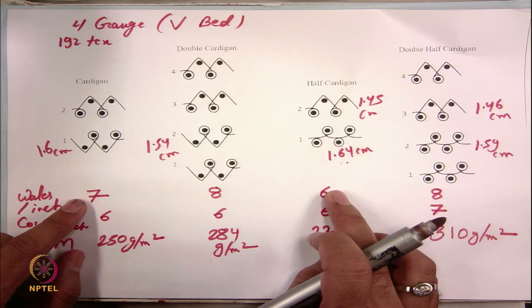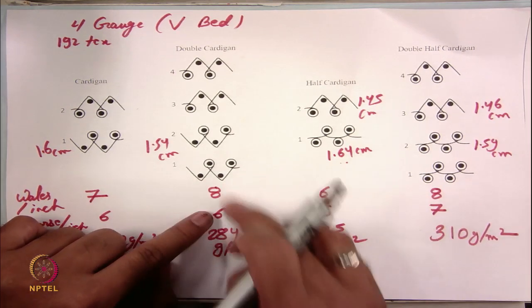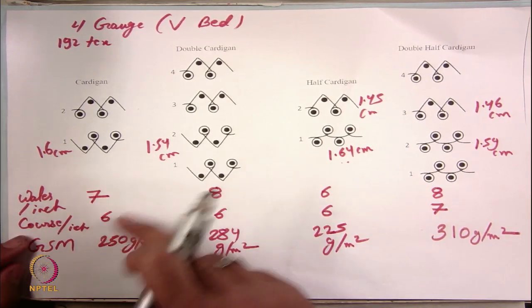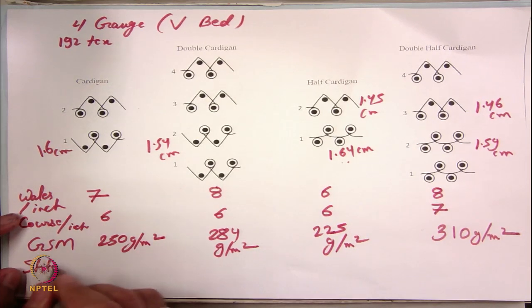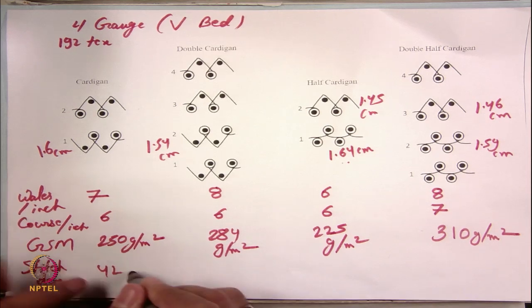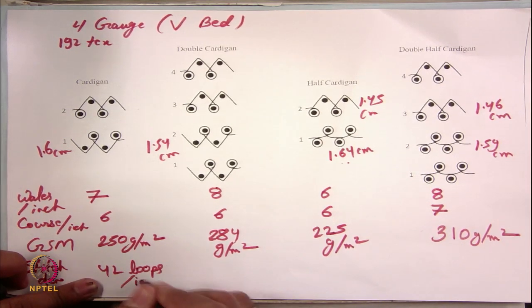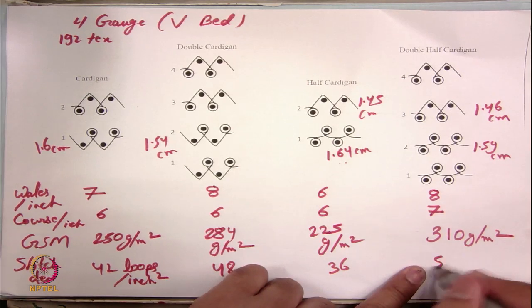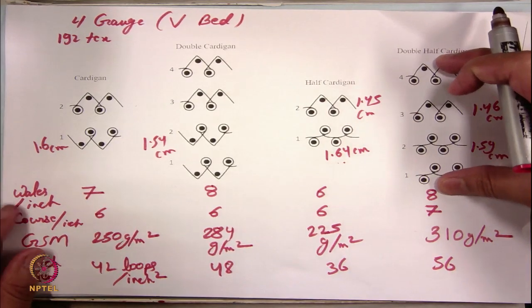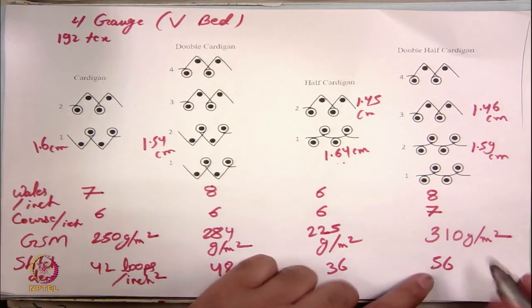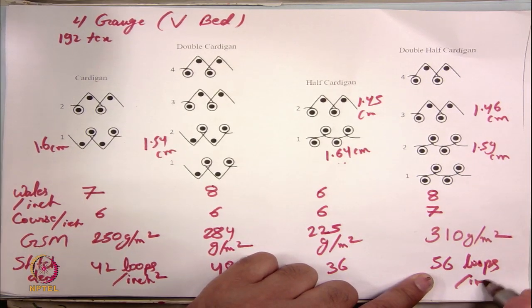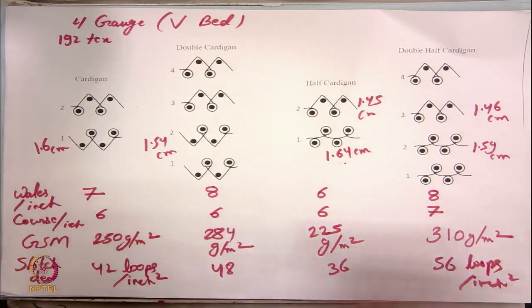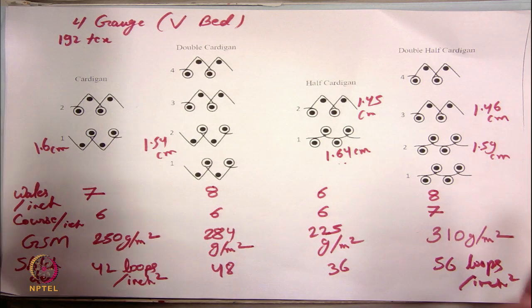So when you have more number of wales per inch, naturally the stitch density, which is the multiplication of wales per inch and courses per inch, changes. So here the total stitch density is 42 loops per inch square, here 8 6s are 48, here 36, here 56. So naturally if you see double half cardigan, more number of loops per unit area was present, so that's why the GSM is also observed to be much higher. So this was the normal fabric analysis of tuck design.